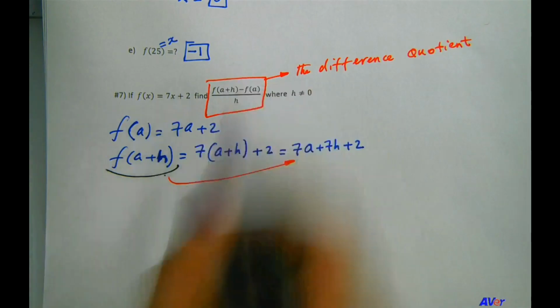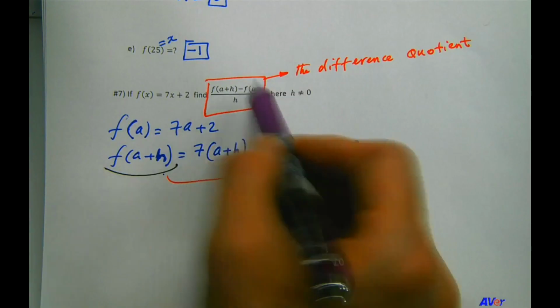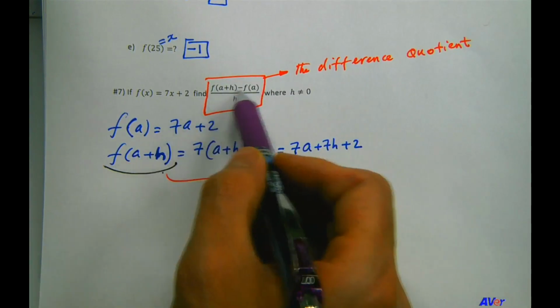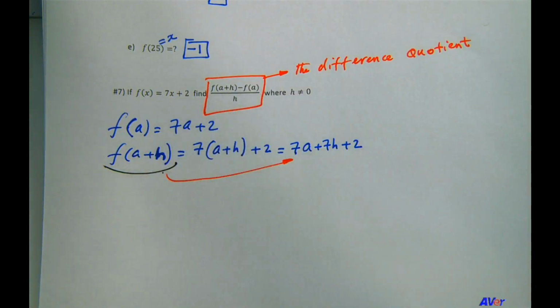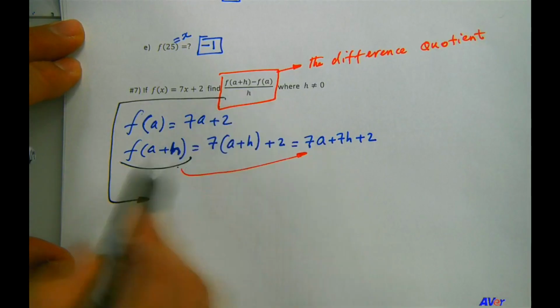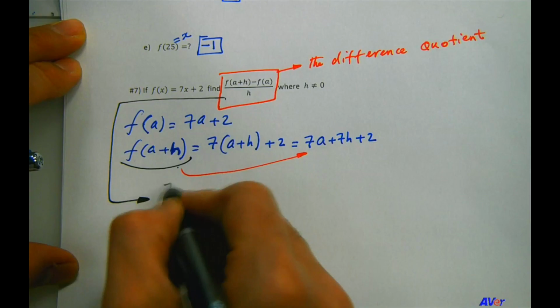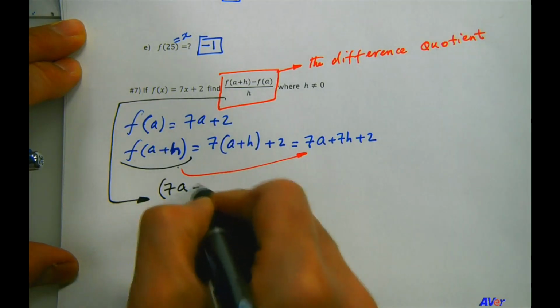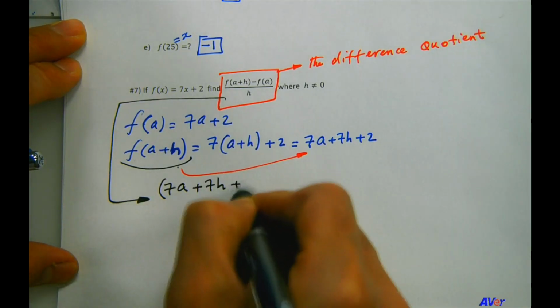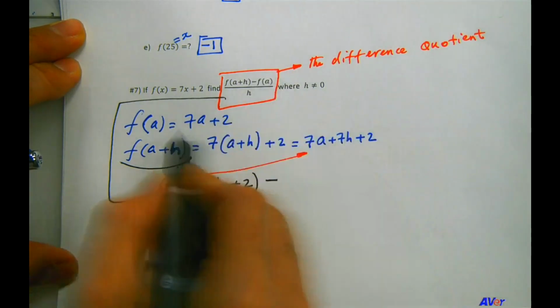So now we can calculate this quantity. We can subtract f of a from f of a plus h in the numerator and divide by h. So let's do that. Given that, we're going to plug in with what we have. F of a plus h is all of that, right? So 7a plus 7h plus 2 minus f of a. F of a is all of that.